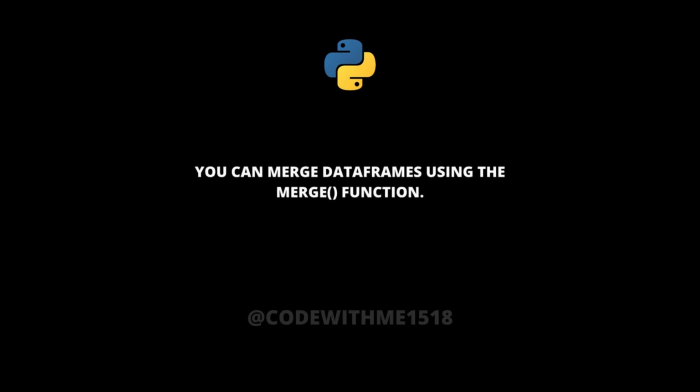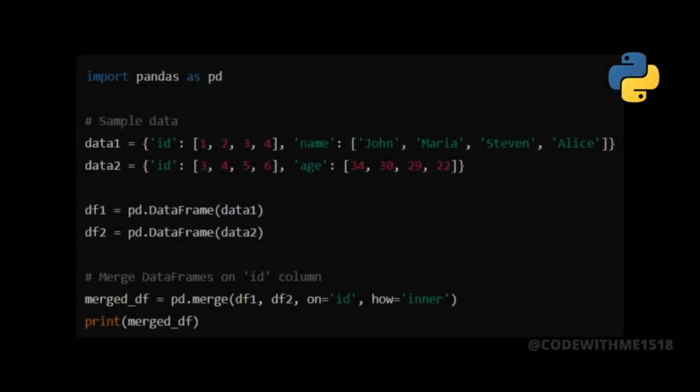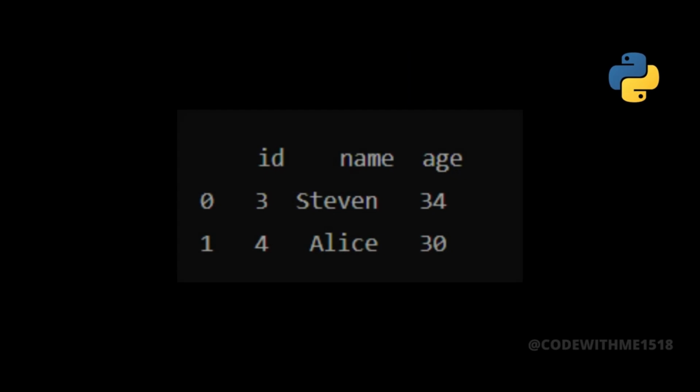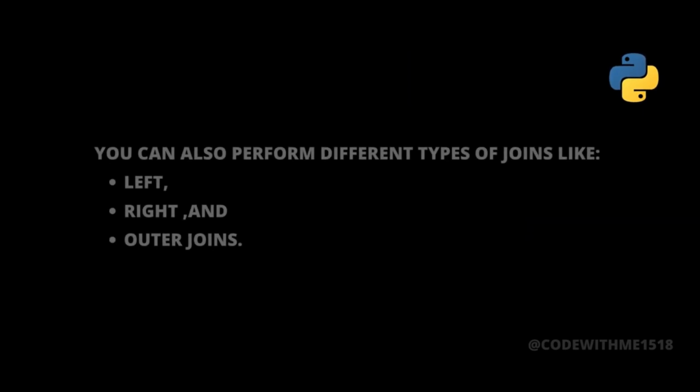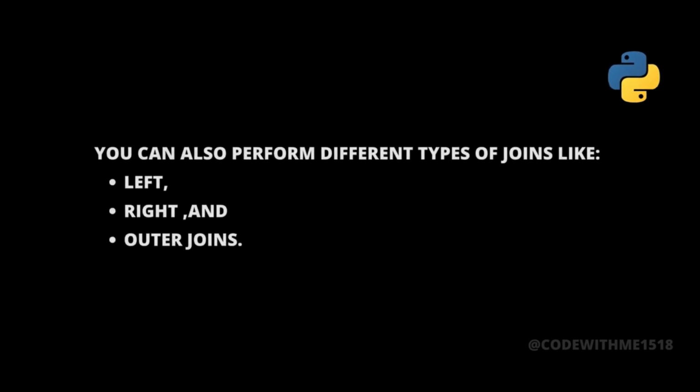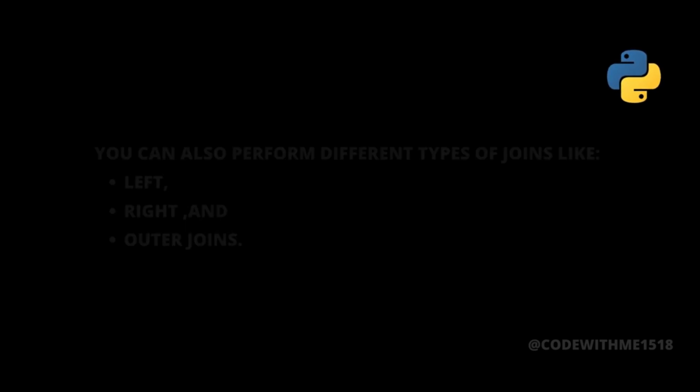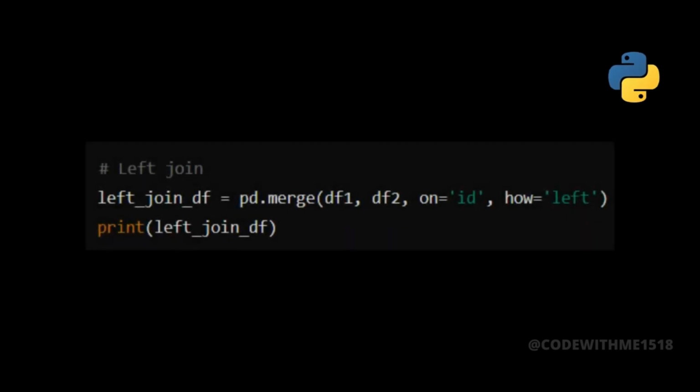You can merge data frames using the merge function. For example, let's merge two data frames on a common column, ID. You can also perform different types of joins like left, right, and outer joins. For example, let's do a left join.